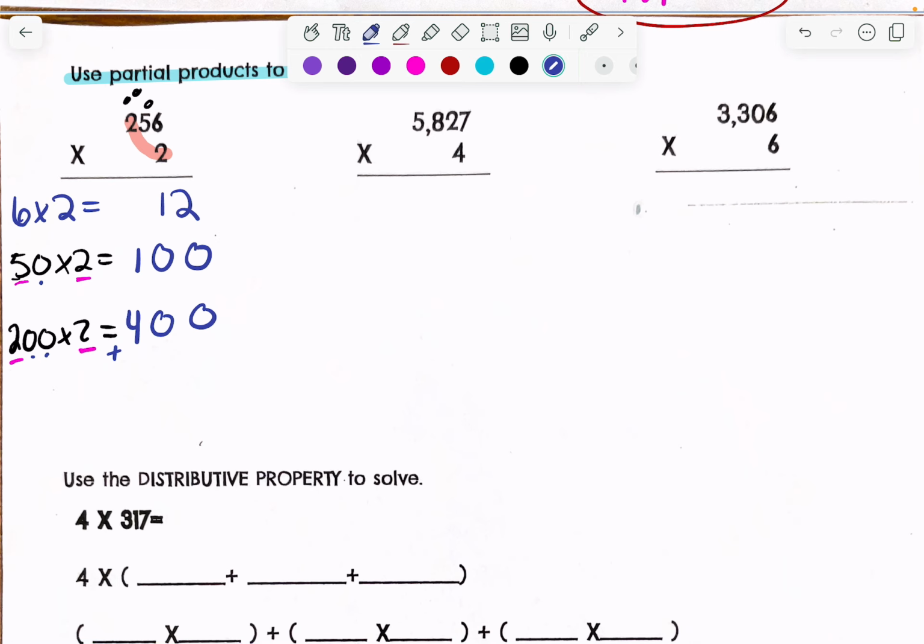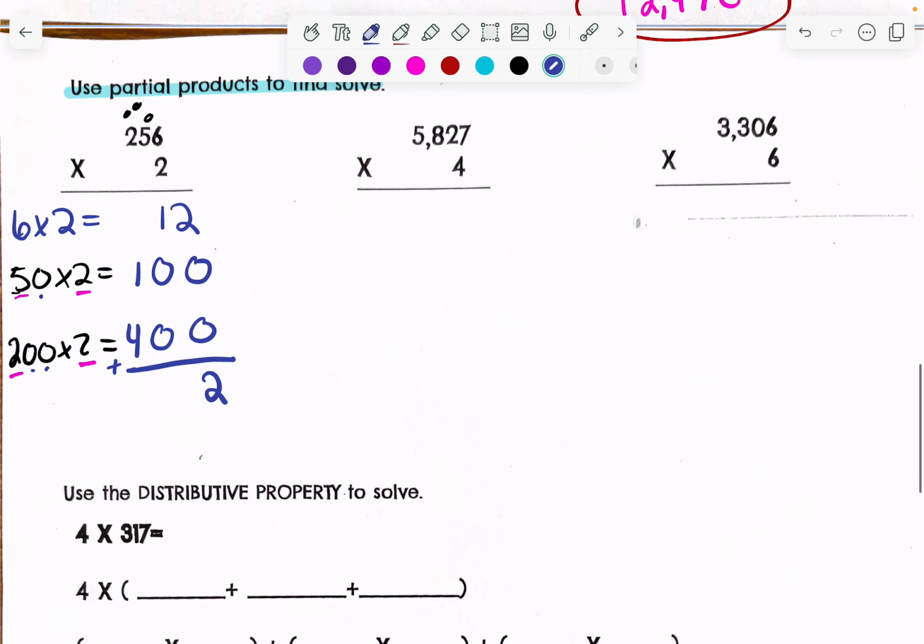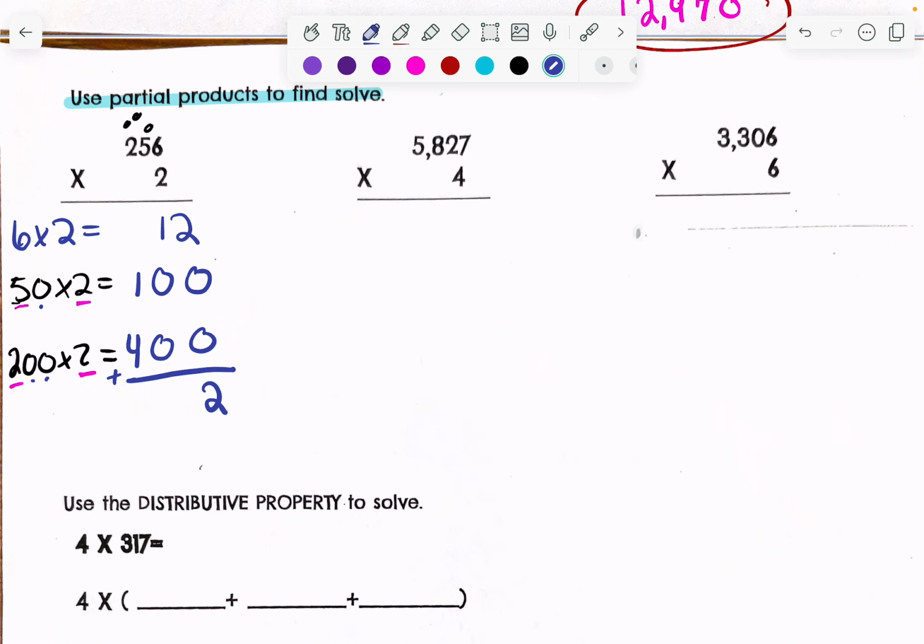Now, I don't have any other places to go. I already went to the ones, tens, and hundreds. Now I'm going to take my numbers and add them all up to find my answer. 2 plus 0 plus 0 is 2. 1 plus 0 plus 0 is 1. And 1 plus 4 is 5. So my answer for this problem is 512.